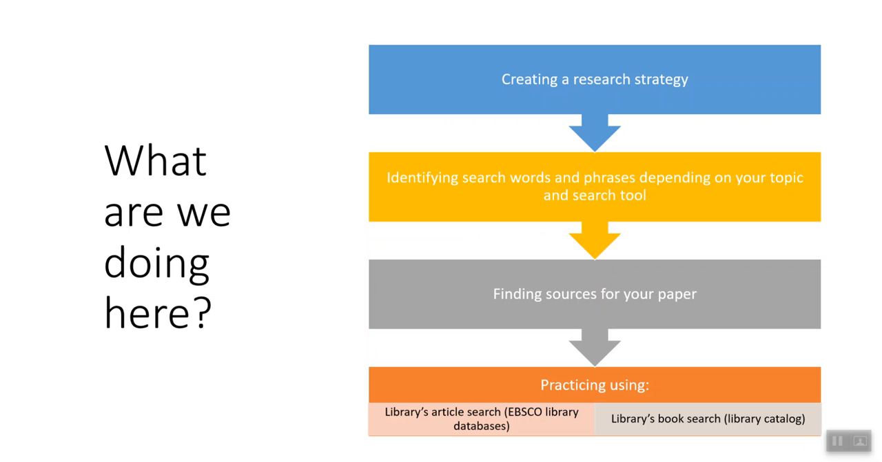What are we going to do today? First, we're going to create a research strategy. That's going to involve identifying the kinds of search words and phrases that'll be most effective in search tools, and also learning a little bit about how those tools work. We're also going to actually use the tools to find sources for your paper, and we're going to practice using the library's Article Search or EBSCO host databases and the library's Book Search or library catalog.